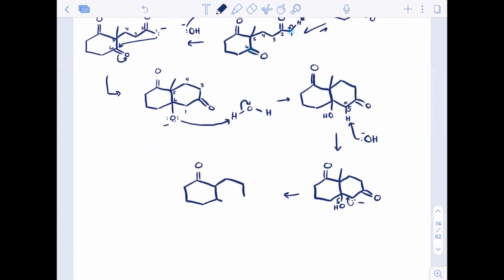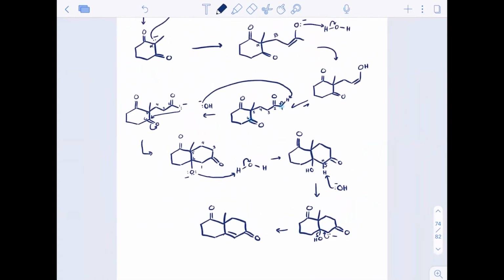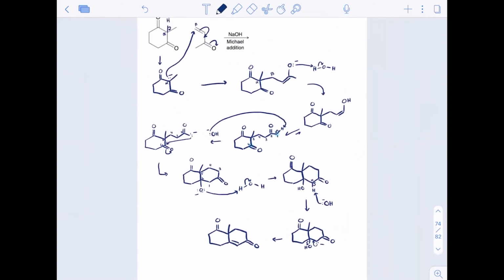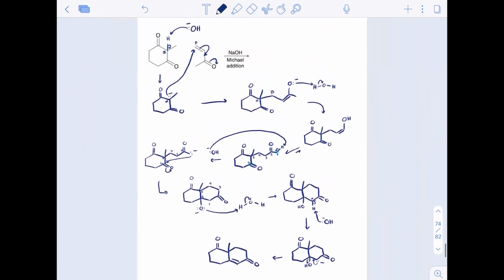Again, aldol condensations intramolecularly, please make sure that they are 5 or 6-membered rings. Robinson annulation is not a new reaction. It's just a combination of Michael and aldol. But it's a long one.